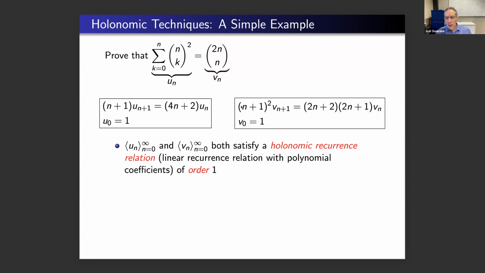So it's holonomic because it involves polynomial coefficients. So you see these terms are polynomial. And it's order 1 because every term depends only on one previous term. Okay, so it's order 1. If it were like Fibonacci, it would be order 2.